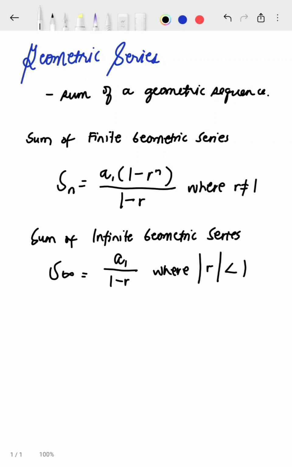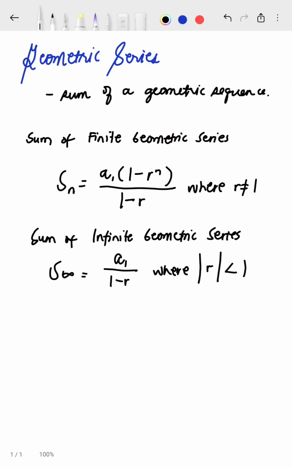So the formula for the sum of a finite geometric series is S sub n equals a sub 1, the first term, times 1 minus r raised to n, over 1 minus r. r is the common ratio, and n is the number of terms. Here, r should not be equal to 1, because if the common ratio becomes 1, the answer will be undefined, since 1 minus 1 is 0, and when the denominator becomes 0, that will be undefined.